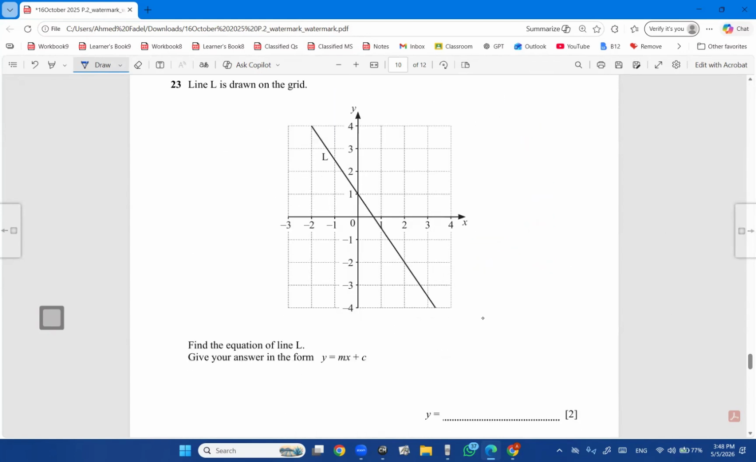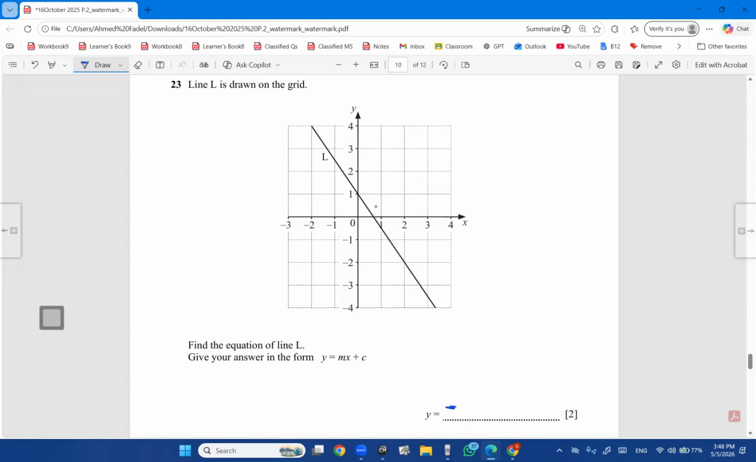The equation of this line. First, mister, we need to find the gradient. To find the gradient, you need to ask yourself two questions. Is it negative or positive gradient? The line is going down, so it must be negative gradient.